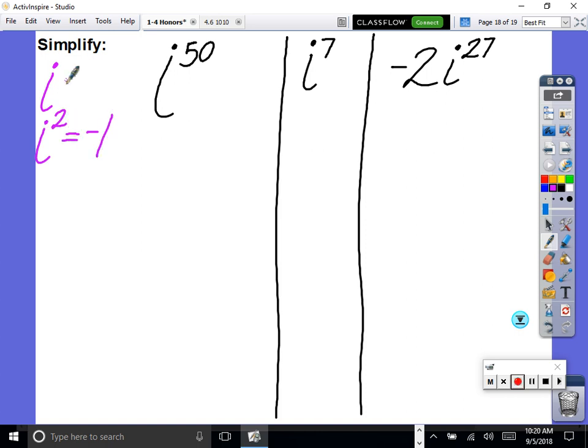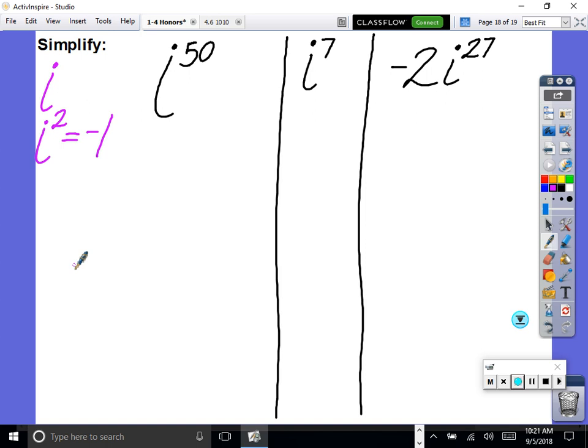A lot of your other teachers then have you do i cubed and i to the 4th. That's kind of a lot to remember. I just focus on these 2. That's all I need. Okay, simplify this down. So i to the 50. We want to rewrite this in terms of i to the 1st and i squared possibly, in some way. We want to rewrite this so that we can simplify it.